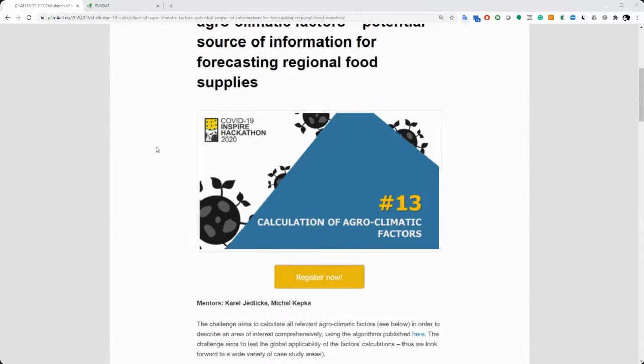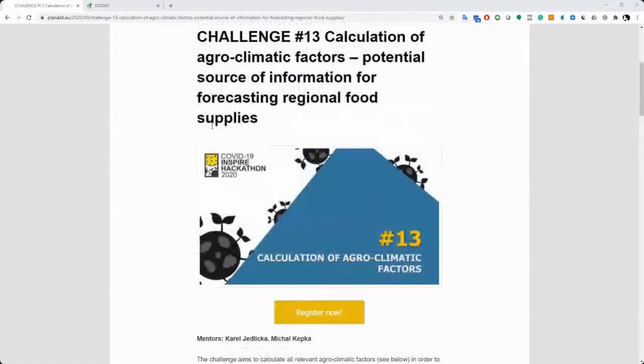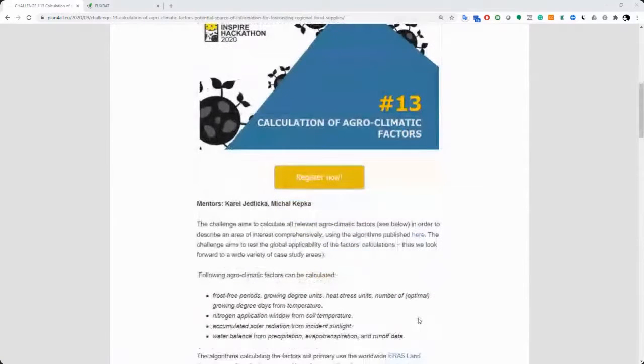So just let you know that there is still a chance to join our team if you are interested. If you go to the Plan for EU to the specific challenge number 13, you can register for the team and cooperate with us. And I just hope that after we end this webinar, our work will be much more clear in technical details.